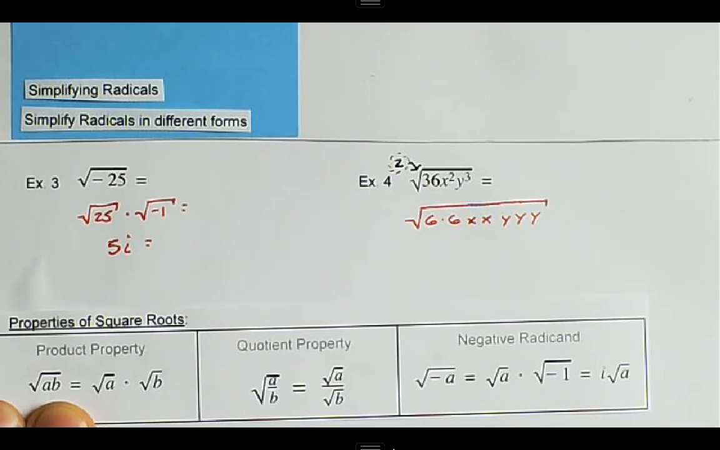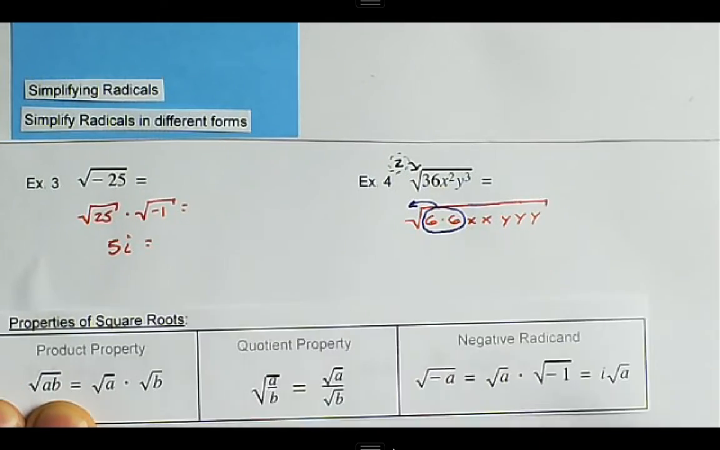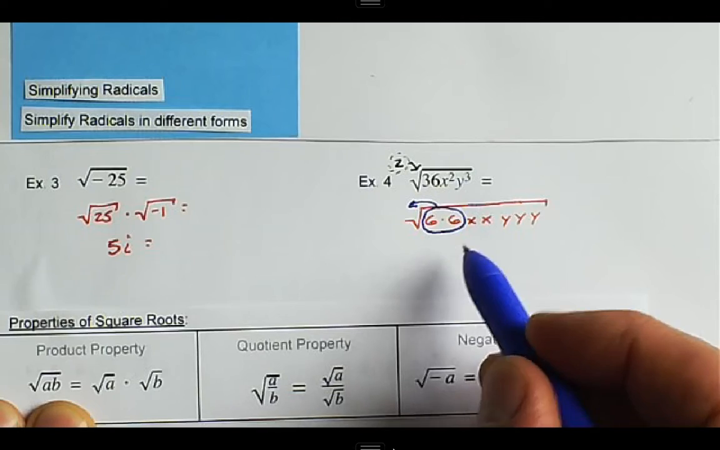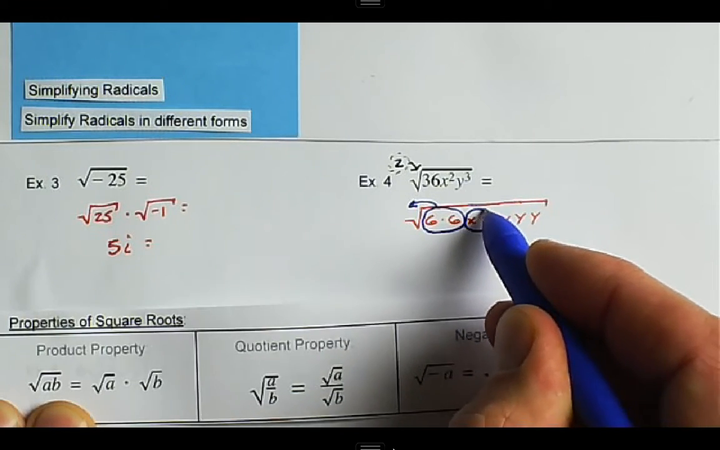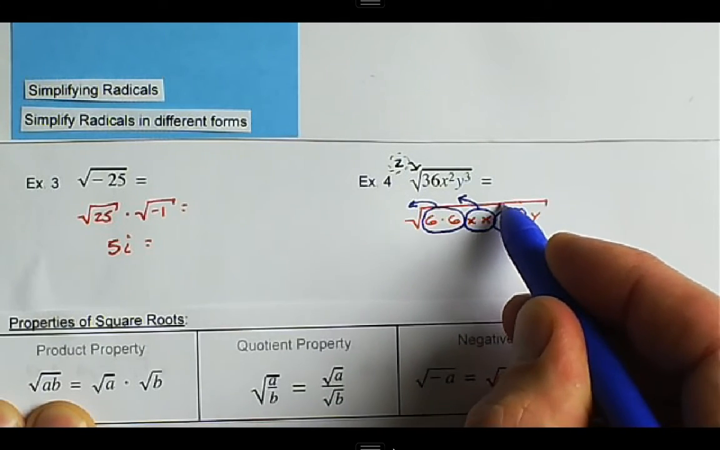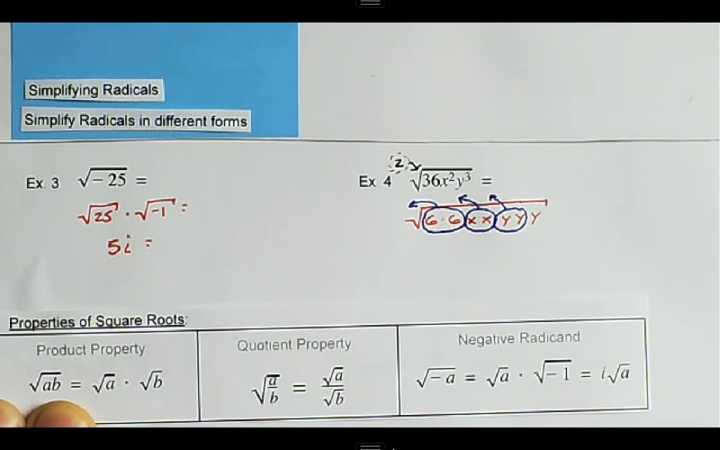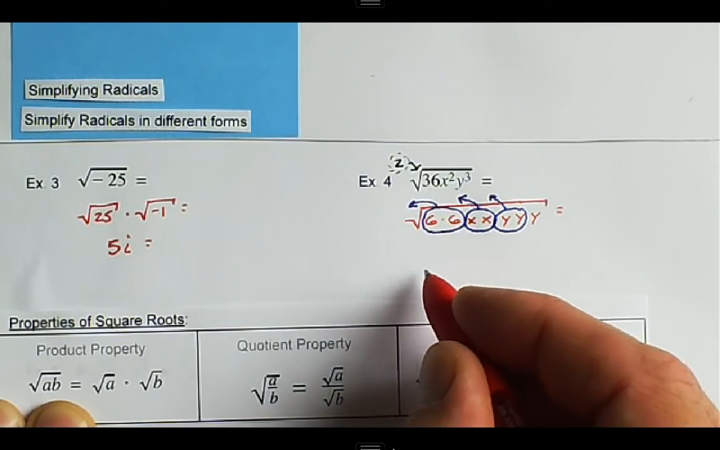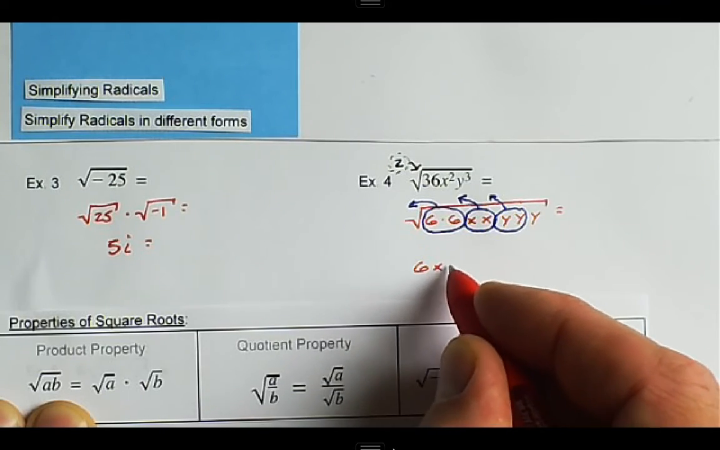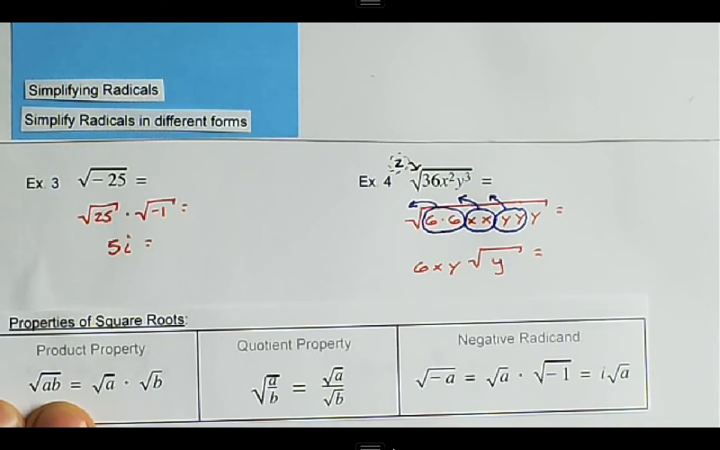Whatever is under the radical, I need to have 2 of them. So here I have 2 6's, so that can come out, and it comes out as just 6. Here we have 2 x's, so that's going to come out as just 1 x. And here we have 2 y's, so that's going to come out as just 1 y. There's still a y left that I can't pair with it, so that has to stay under the radical. So then what we're left with is the 6 came out, 1 x came out, 1 y came out, but still underneath the radical is that 1 y that's left under there.